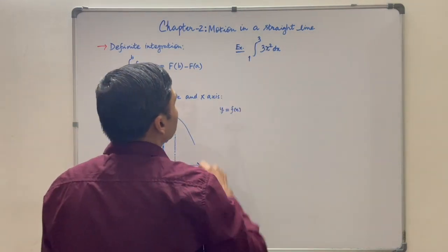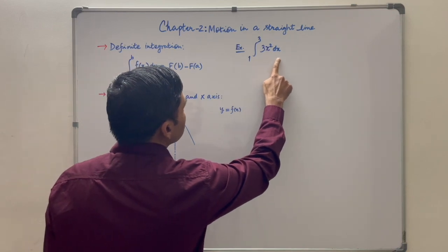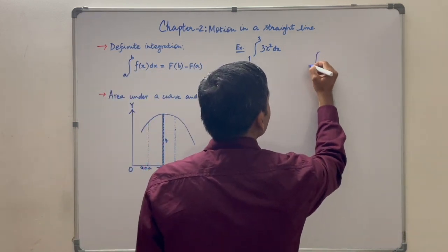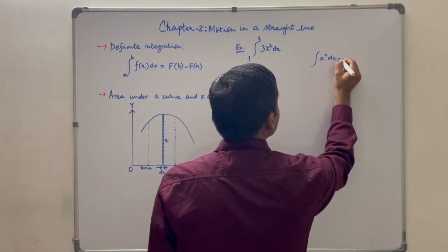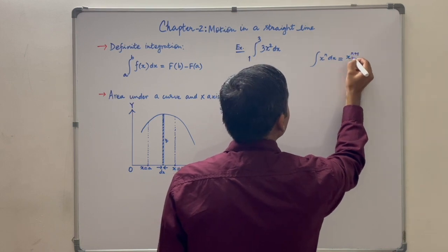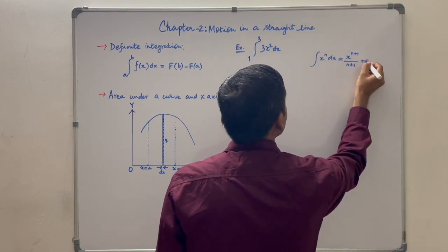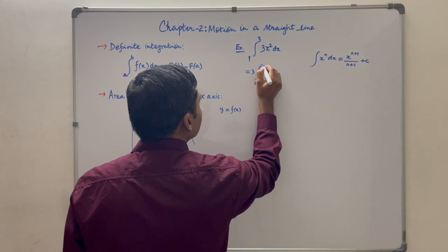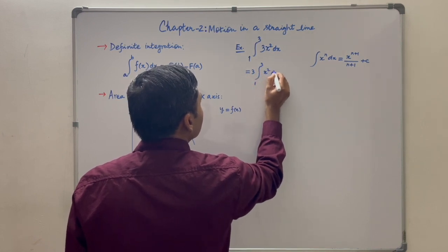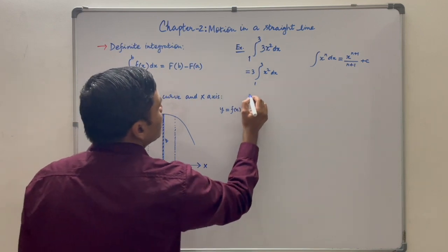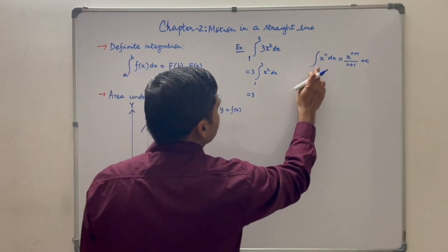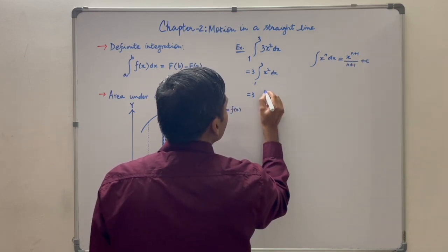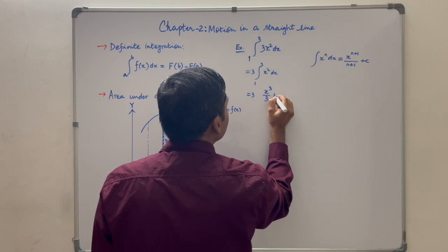Let us see one example. Integration of 3x square dx between x equal to 1 and x equal to 3. We know that integration of x to power n dx is equal to x to power n plus 1 upon n plus 1 plus c. So we can write it as 3 integration of x square dx between 1 to 3. Integration of x square dx will be, put n is equal to 2, so x to power 3 upon 3 plus c.